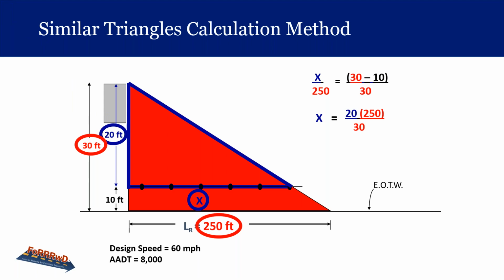There you can see how they did their calculations. So if you adjusted this from 30 feet to 20 feet here, then you could use the similar triangles to come up with the new runout length would be 168 feet.